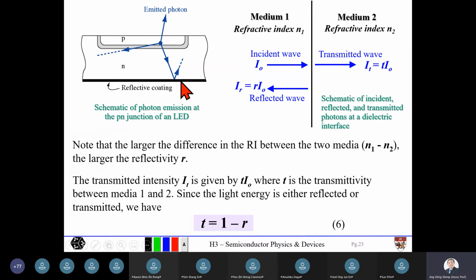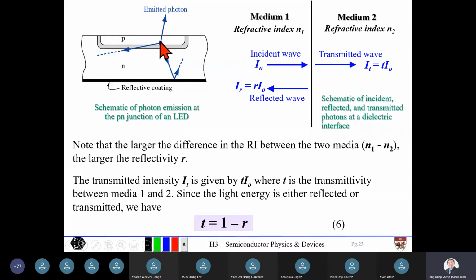Now, reflection can be put to good use in a semiconductor device such as the LED. If you look at this picture, what you see is a PN junction. Later on, you will learn that an LED is none other than a forward biased PN junction. As you know, under forward bias you get electron-hole injection across the PN junction, and recombination of the excess carriers will happen. And if the PN junction is built using a direct bandgap semiconductor, then emission of light can happen.